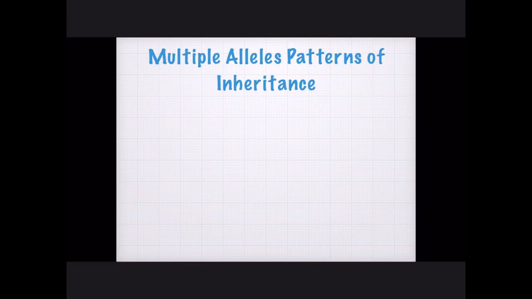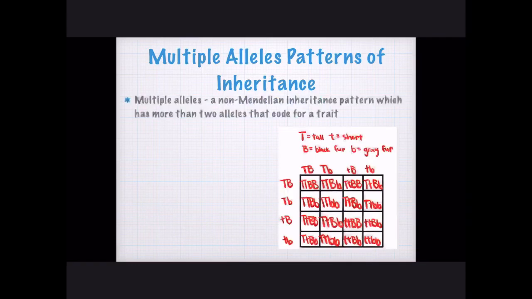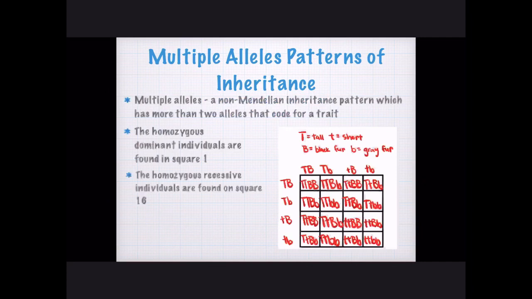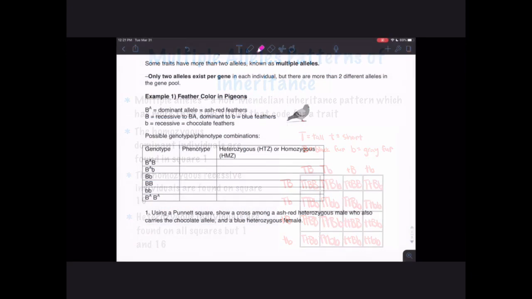Multiple alleles are a non-Mendelian inheritance pattern which has more than 2 alleles that code for a trait. In this example, I crossed the alleles for tall and short with the alleles for black fur and gray fur. We can find homozygous dominant individuals in square 1 and homozygous recessive individuals in square 16. All the other squares have heterozygous individuals.